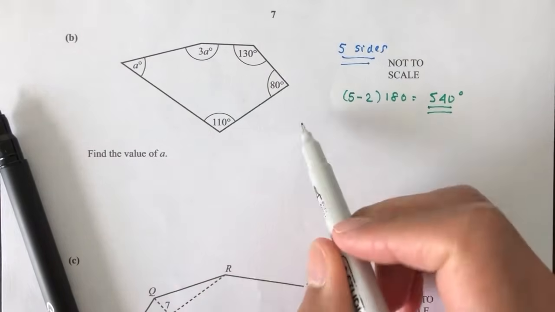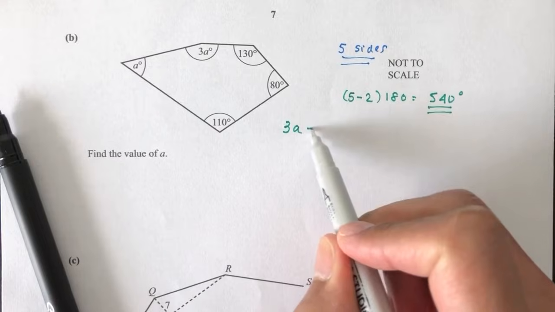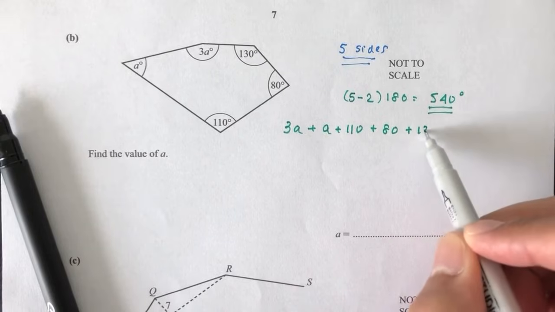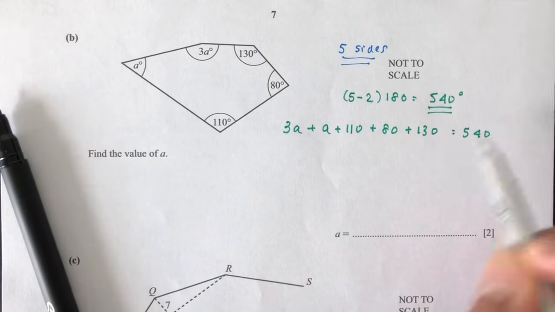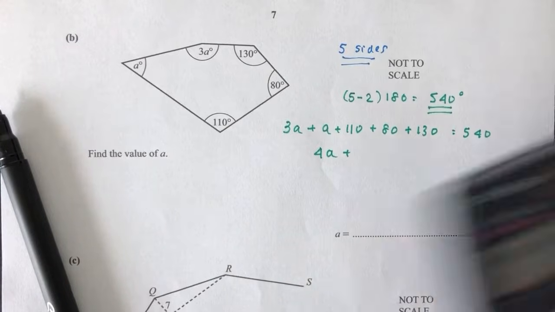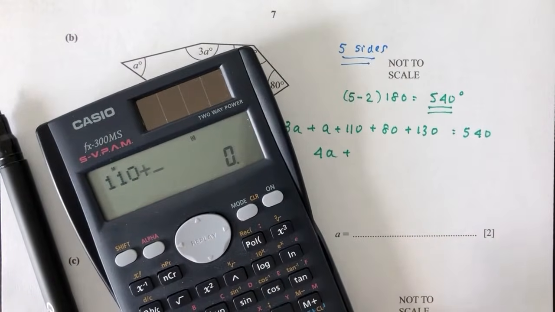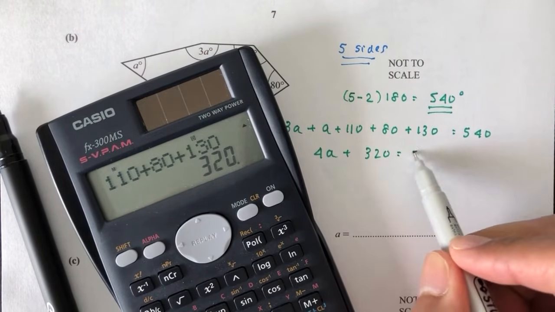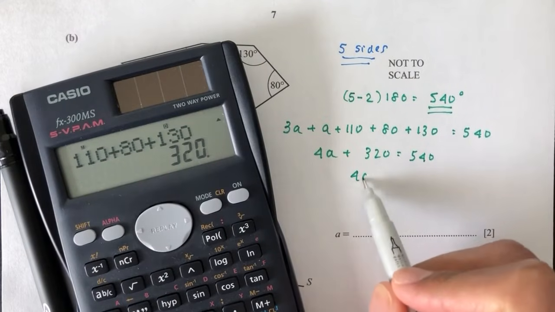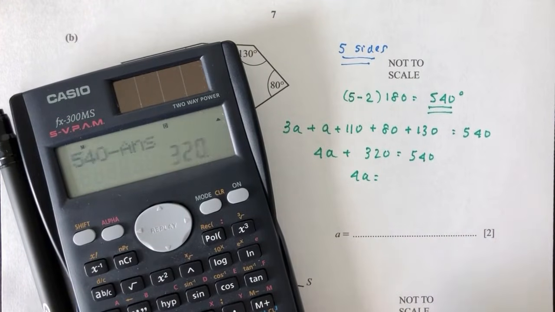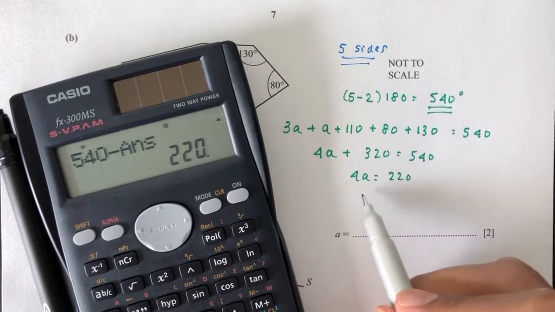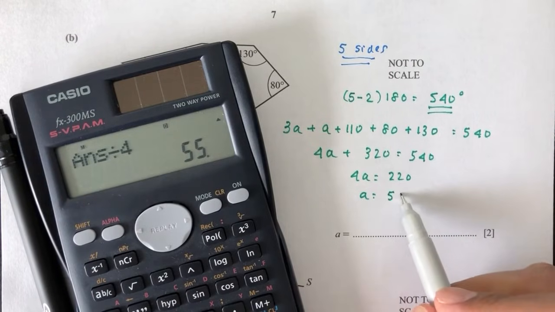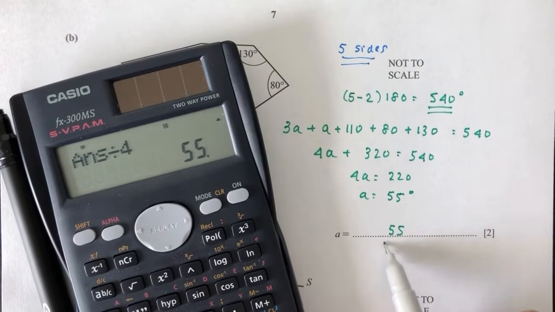So let's find the value of A. If you add 3A plus A plus 110 plus 80 plus 130, you will get 540. That will be 4A plus, let's do 110 plus 80 plus 130, that will be 320, equal to 540. So 4A equals 540 minus 320. A will be 220 divided by 4, which is 55 degrees. So that is the value of A, 55.